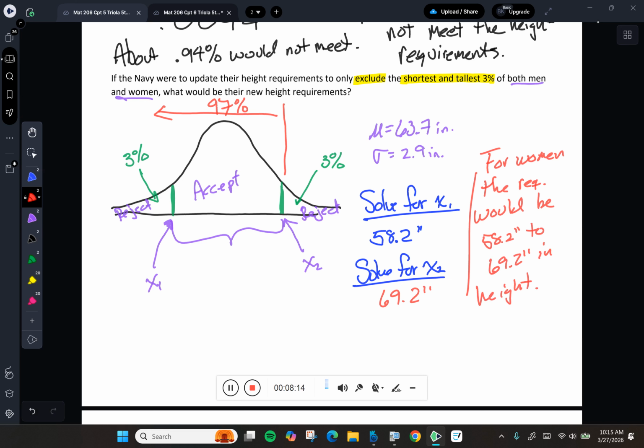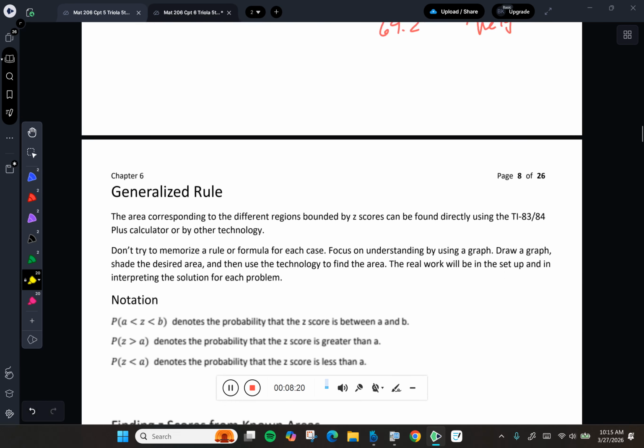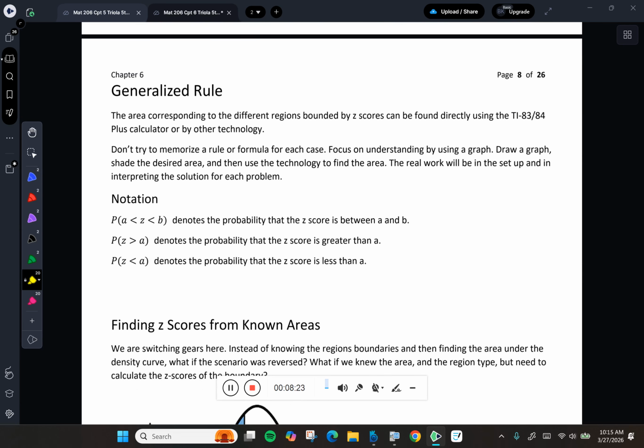Well, nothing about the logic of the problem would change, just those two numbers right there. Okay. All right, so the generalized rule here is that we're calculating probabilities. We're finding area and we're correlating that to probability. And we want to use technology. I'm using the TI-83/84 graphing calculator. There are other ways to do this. I can't possibly show you every single way.